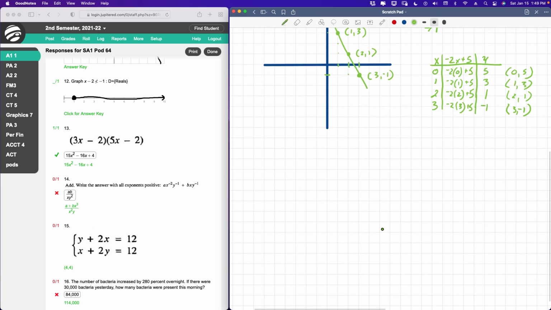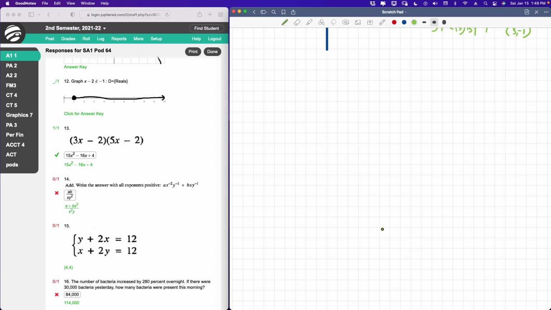Let's do this one on the graph paper as well because it's easier to draw the number line on the graph paper. So I have a number line here. It starts at 0 and it goes to 1, 2, 3, 4, 5, 6, 7, 8, 9, 10, and so on, right? This says to graph x minus 2 is not equal to negative 1. And the domain is reals.